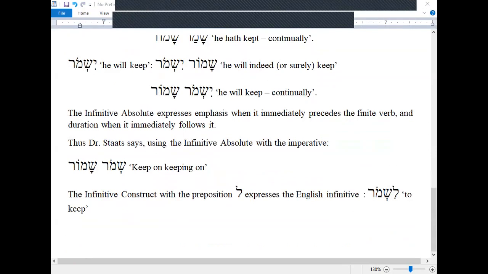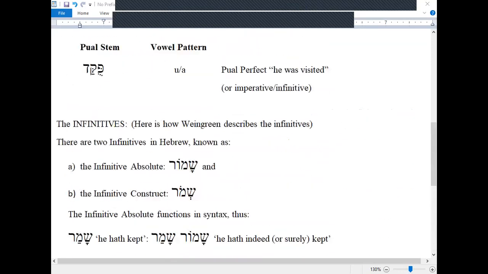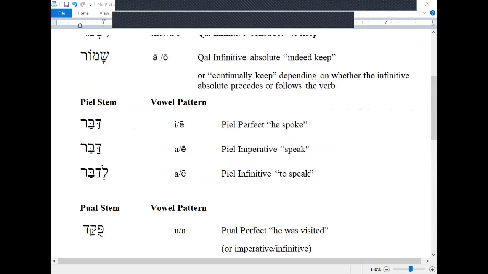Sometimes the infinitive construct occurs with a pronominal suffix, like, for example, shimri, my keeping. But when you're just trying to get the infinitive construct down, I think it's well to look at that inseparable lamed preposition added to shamor. And that would simply be the basic English infinitive in translation, to keep.